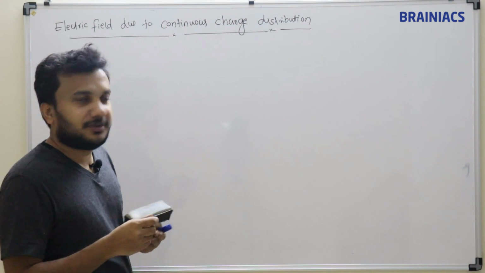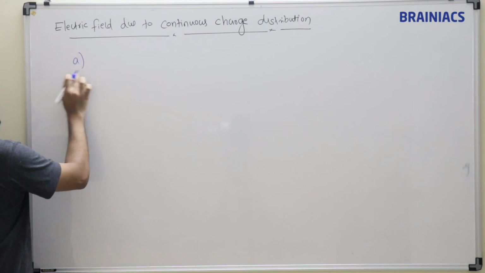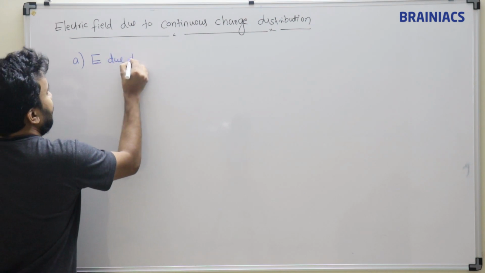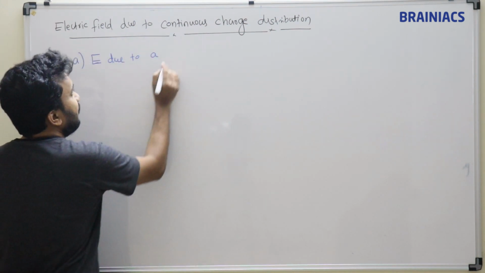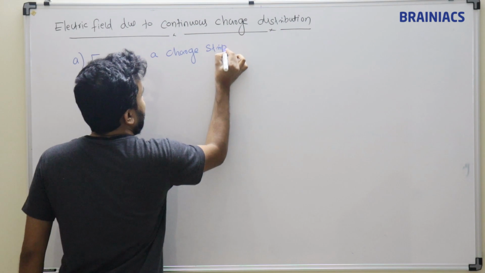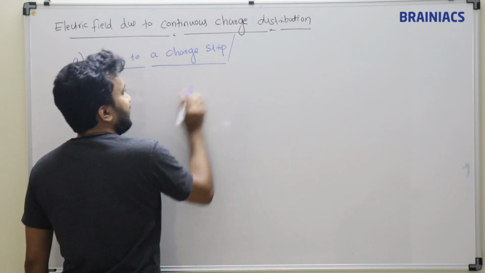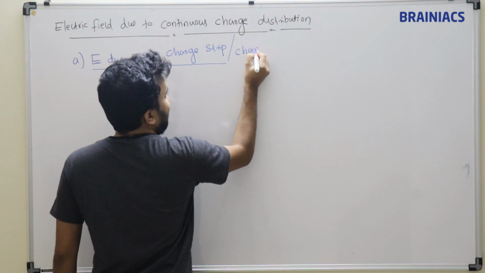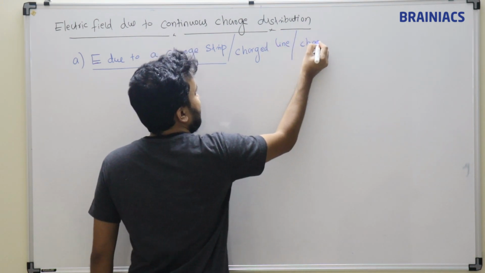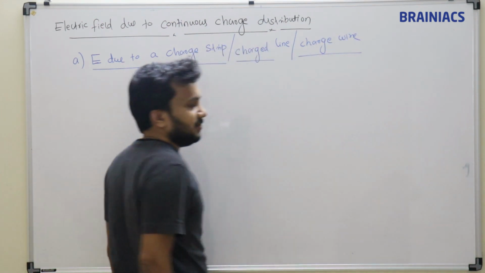Okay, let's move on without wasting time. Write the first subheading: electric field due to a charge strip. Sometimes you can also say charged line, or charged wire, anything. So it is just like a strip, that's all.